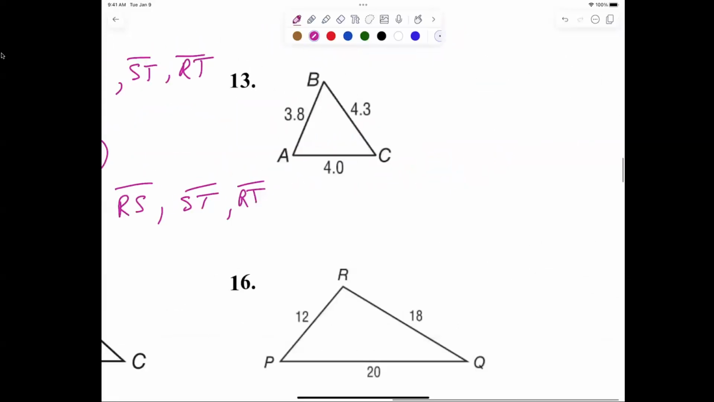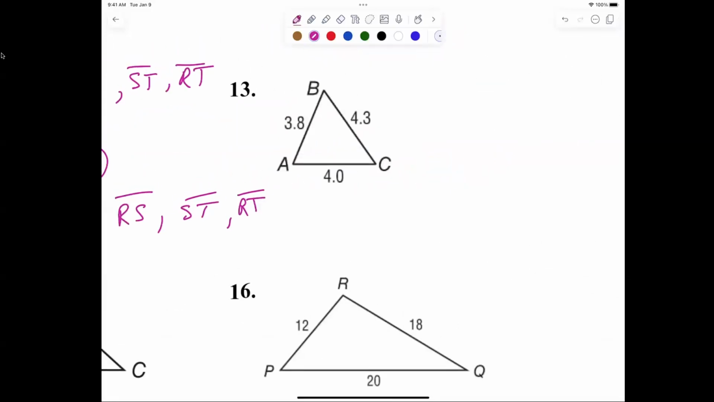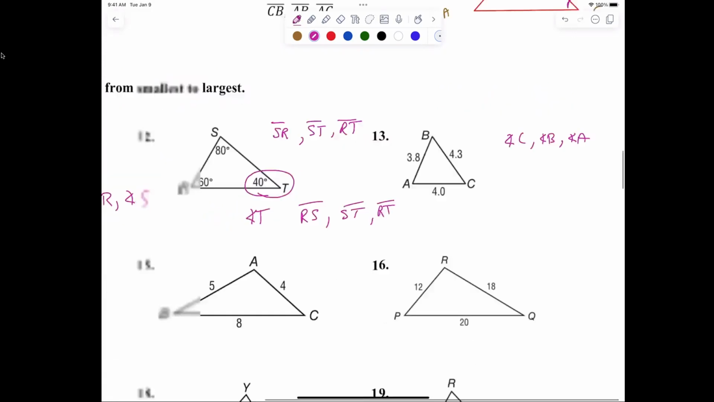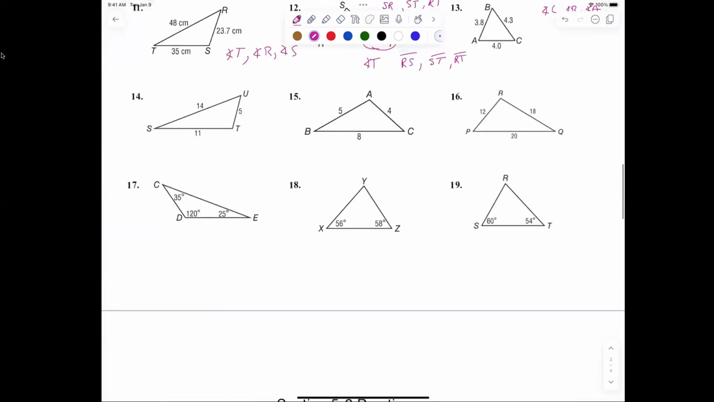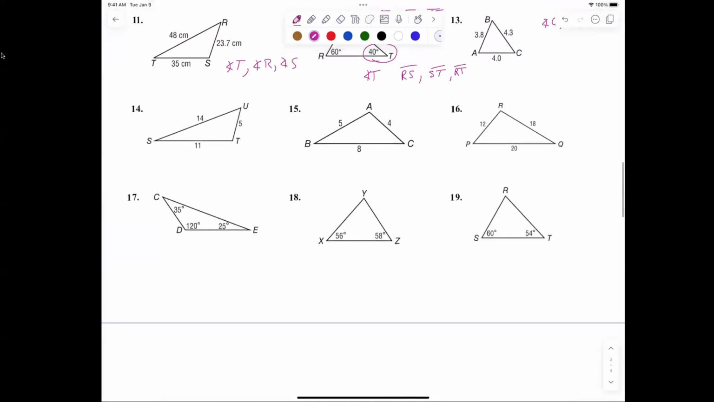Just like over here, what's the smallest side? AB. So we don't even have to look. We've mentioned 2 out of the 3. So the smallest angle is what? C. Does everybody understand what I'm saying? Now, what's the middle side? So it must be what? Angle B, and then angle A. That's exactly it. That's all I got. All right, that's how simple this lesson is. Everybody's good with that?